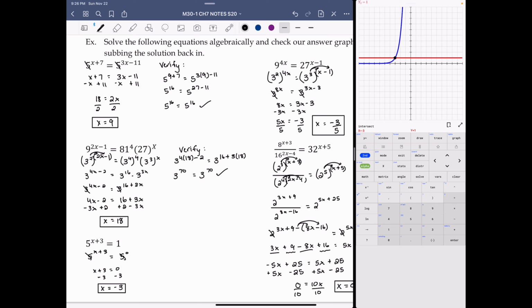We could also show this algebraically. 5 to the power of -3 plus 3 equals 1. 5 to the power of 0 equals 1. 5 to the power of 0 is 1, equals 1.